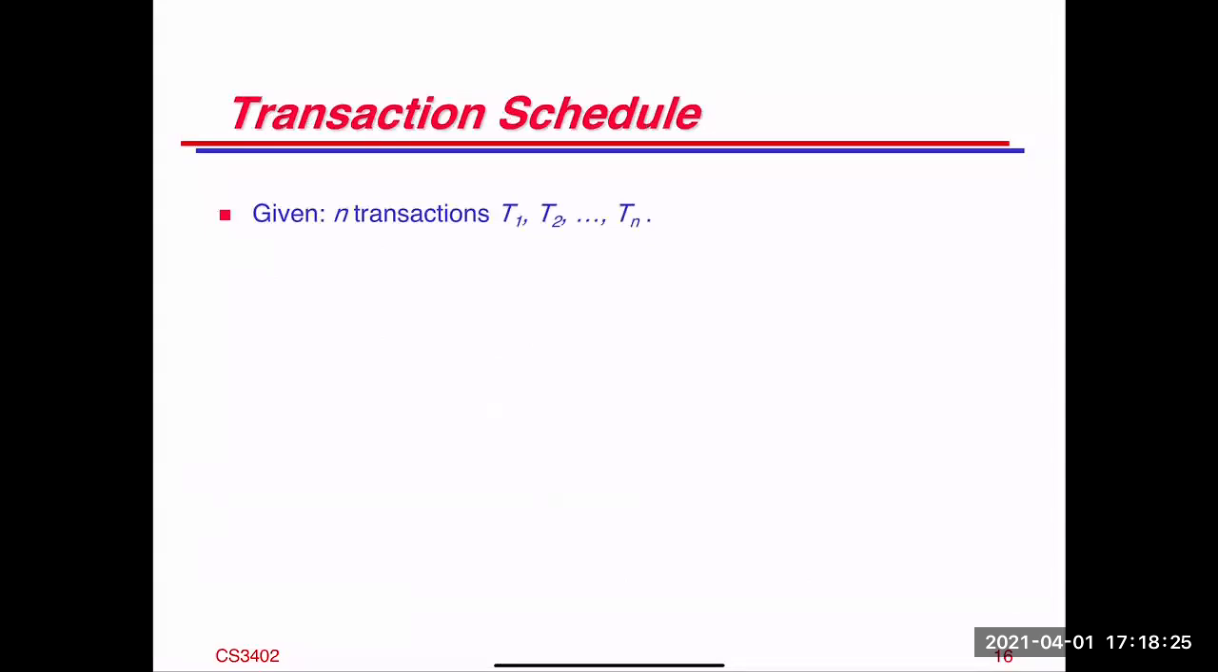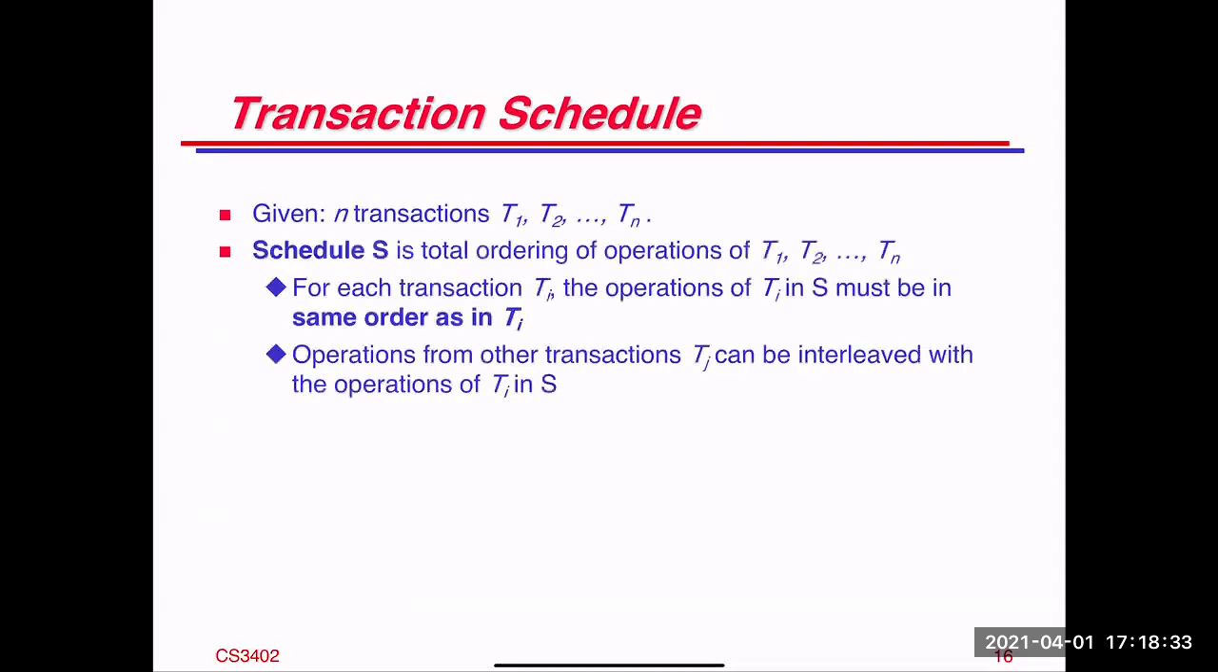All right, so let's talk about transaction schedules, and let's assume that we have n transactions, T1 to Tn. So what's a schedule? Well, a schedule S is just the total ordering of the operations in these transactions. Okay, so for each transaction Ti, the operations of Ti in S must be, of course, in the same order as they are in Ti, right? So whatever the order of operations is in Ti, I can't just change their order.